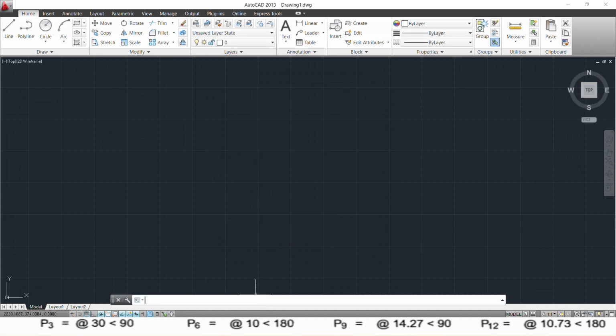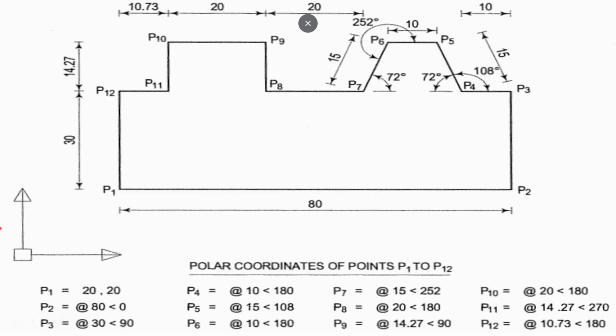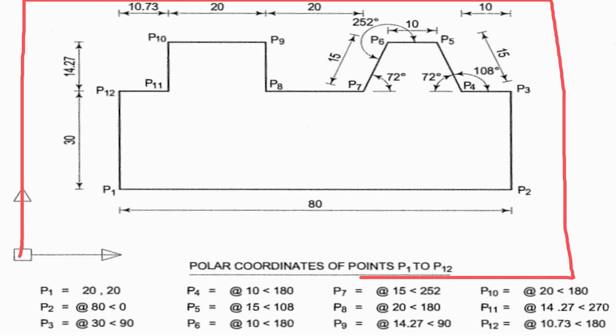Then I will use the command limits, because I need to fit my diagram within a rectangle box. So this is the diagram. I try to fit this diagram within a rectangle box, so I will be constructing a rectangle box here. I'll be using the lower limit, which is 0, comma 0. The upper limit I will be using 120, comma 90.